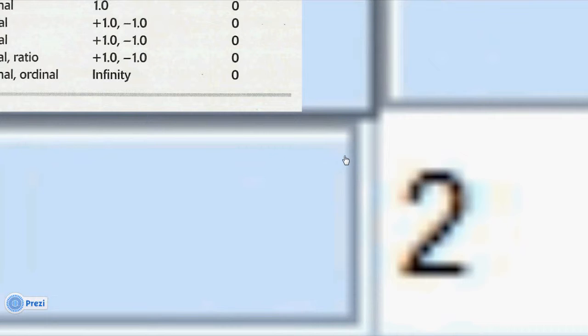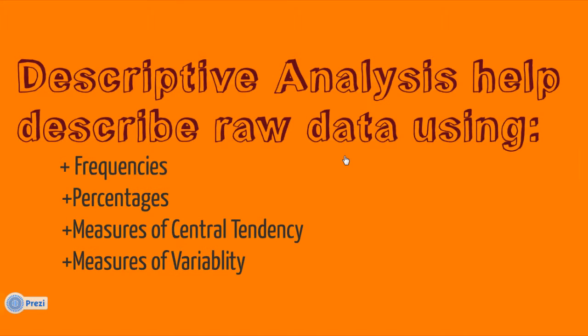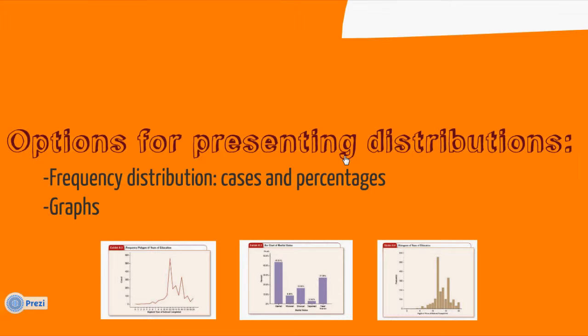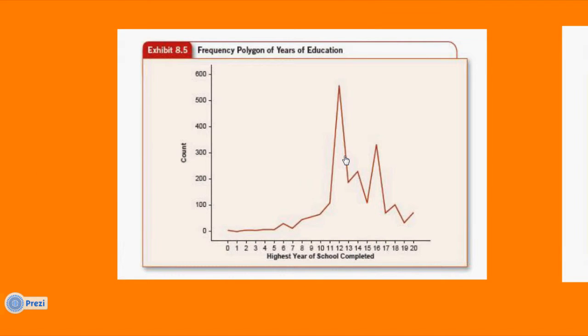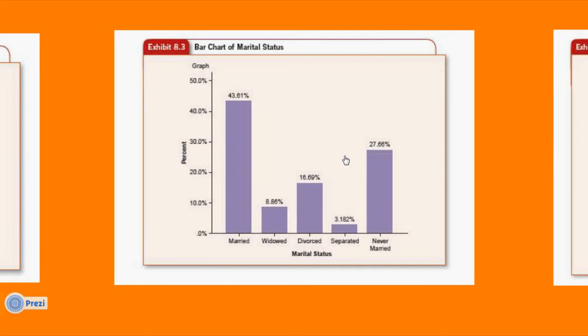Descriptive statistics. Descriptive analysis helps describe raw data using frequencies, percentages, measures of central tendency, and measures of variability. Options for presenting distributions are frequency distribution, cases, and percentages. There are 3 examples of graphs used to present distributions: one is frequency polygon, a bar graph, and histogram.